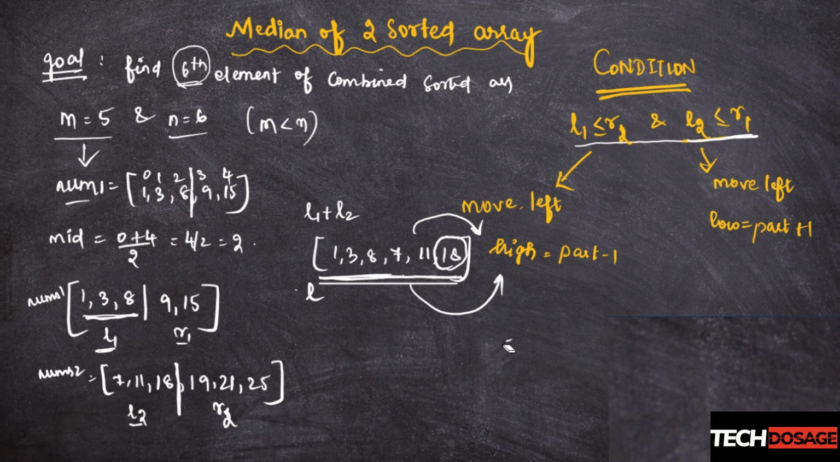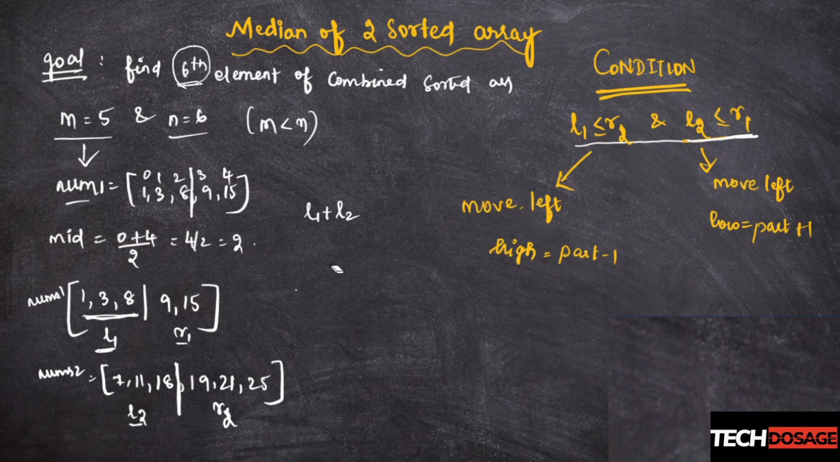Then how can I find the 6 leftmost elements of the sorted array? I can find the first 6 elements of the sorted array by checking 2 conditions. To say that this and this are going to be those 6 elements, I need to check these 2 conditions, and both conditions have to be satisfied. Let's see what the conditions are. L1 is nothing but the last element of the L1 partition. And R2 is the first element of the R2 partition.